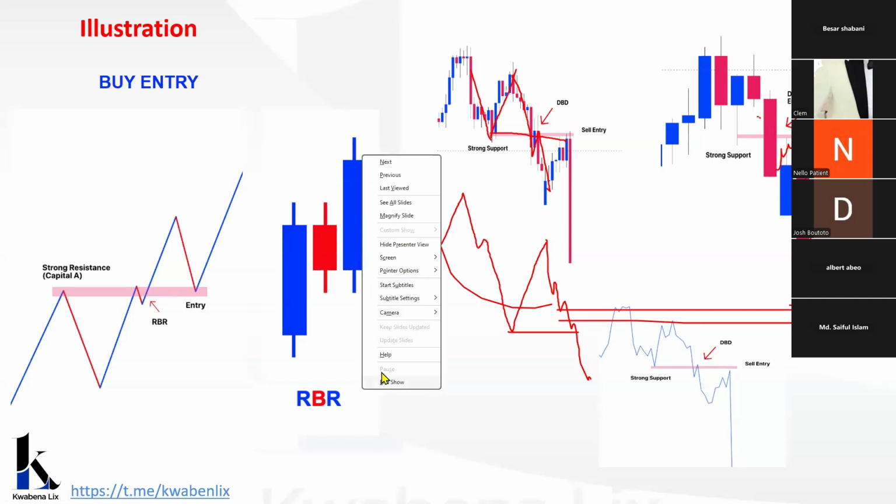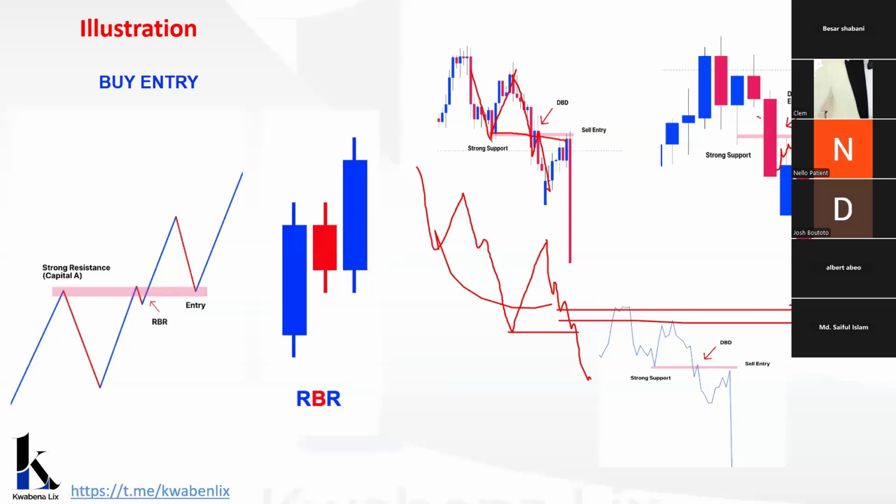We'll talk about the entries in the next sessions, not today. All right, so let's go on. Okay, so this is another example. We have a double resistance, which is a very good example. Opposite it, we have a rally base rally. So when it is a double resistance like this, it is strong.